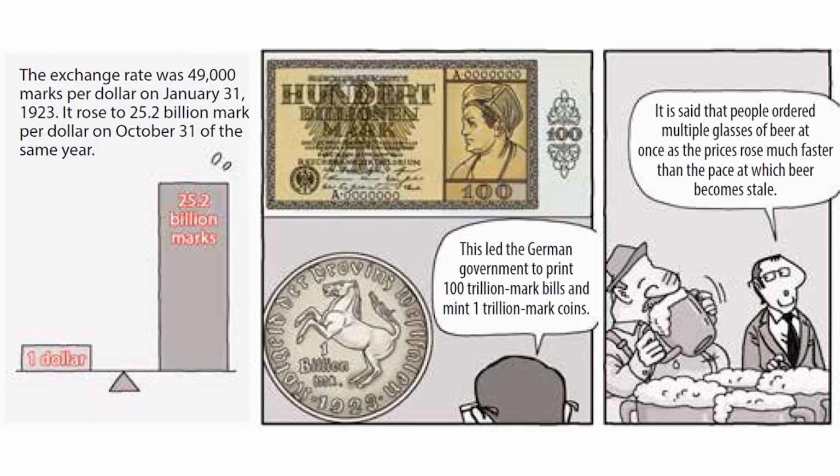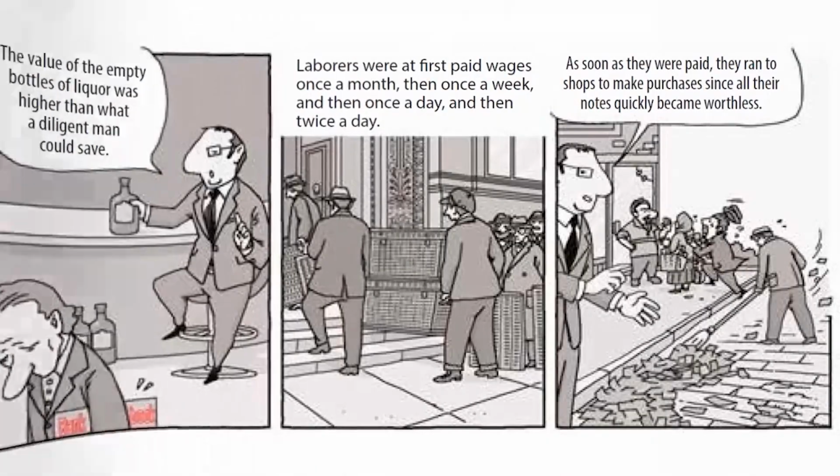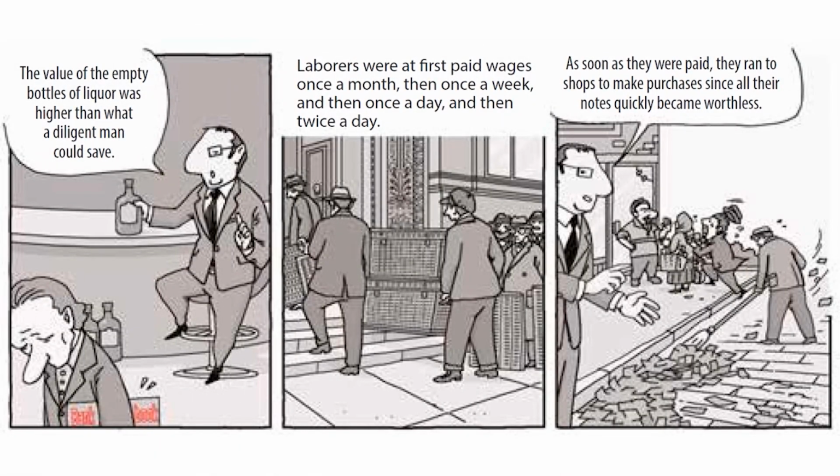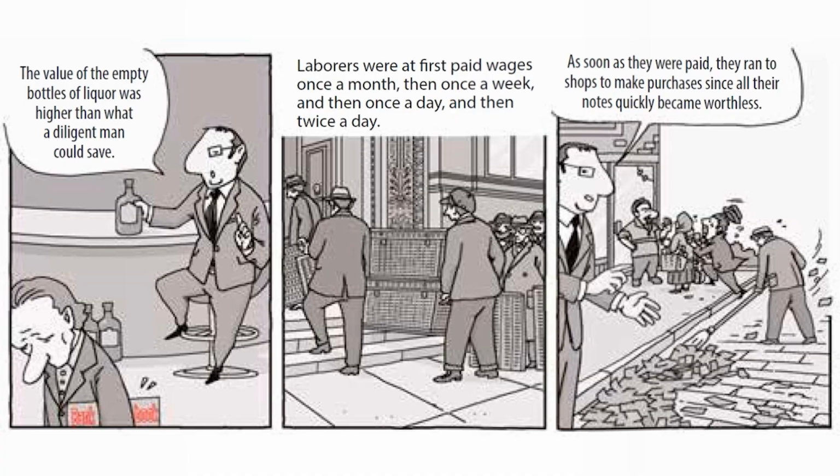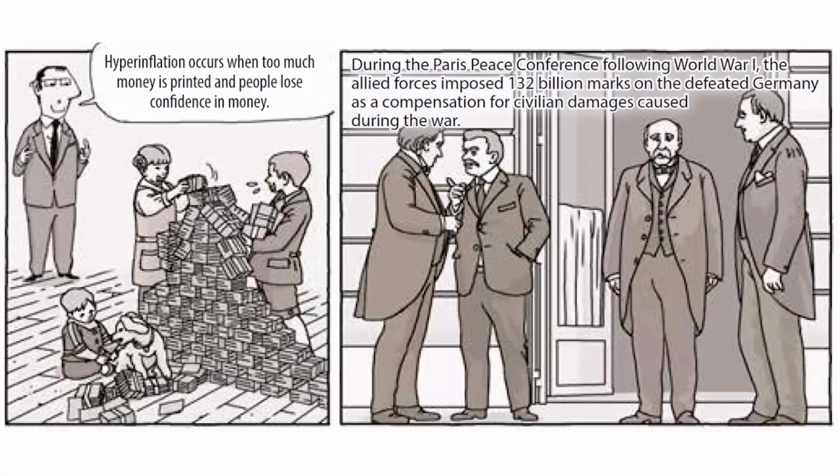It is said that people ordered multiple glasses of beer at once as the prices rose much faster than the pace at which beer becomes stale. The value of the empty bottles of liquor was higher than what a diligent man could save. Laborers were at first paid wages once a month, then once a week, and then once a day, and then twice a day. As soon as they were paid, they ran to shops to make purchases since all their notes quickly became worthless. Hyperinflation occurs when too much money is printed and people lose confidence in money.